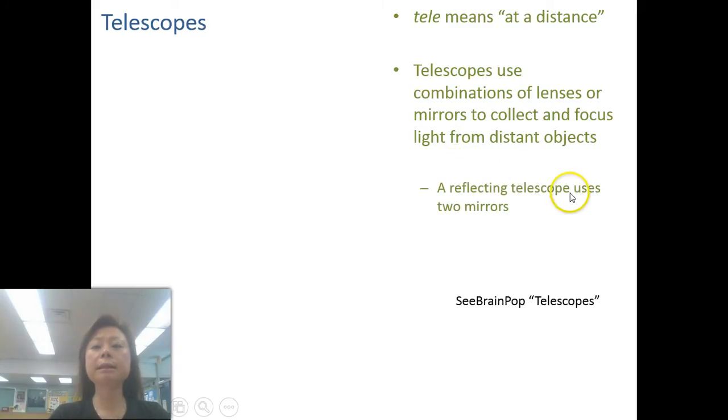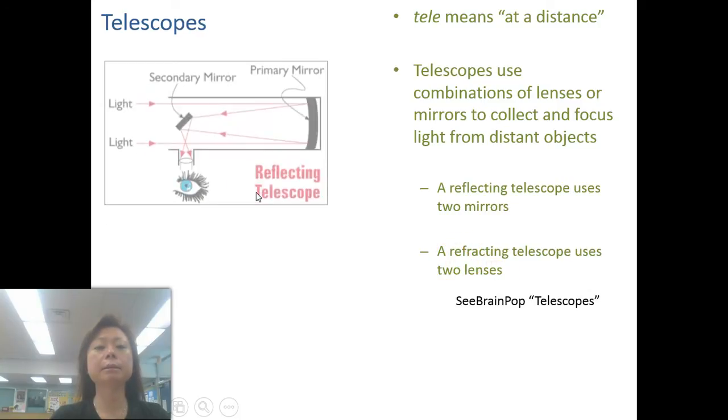A reflecting telescope uses two mirrors, and a refracting telescope uses two lenses. Remember, reflect means to bounce, so mirrors bounce the light off, and then lenses make light bend, refract.